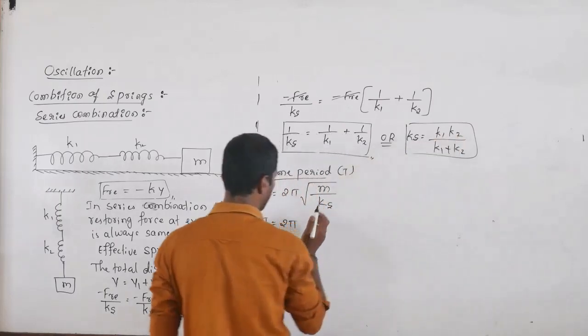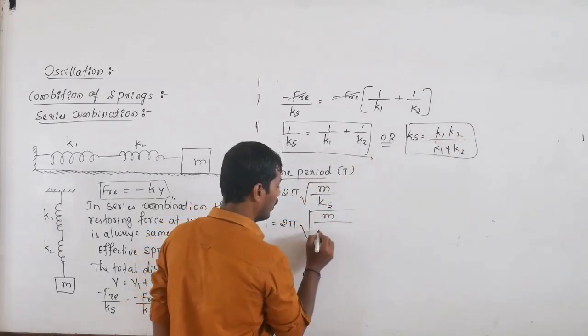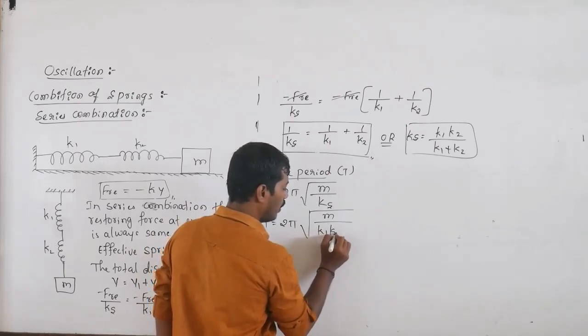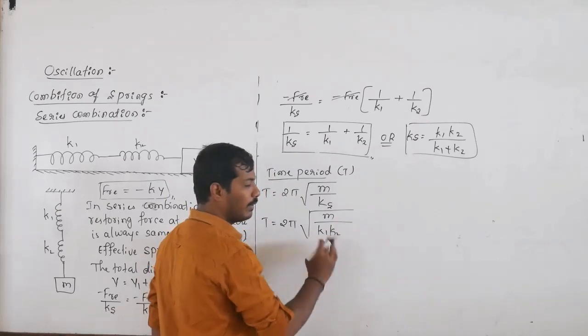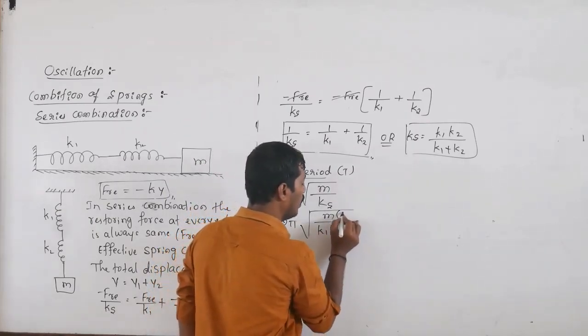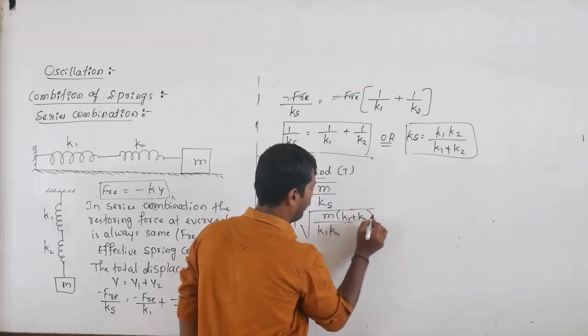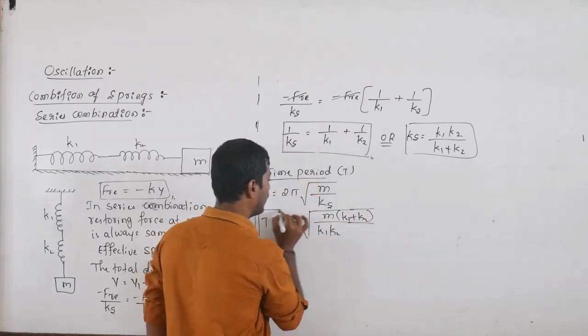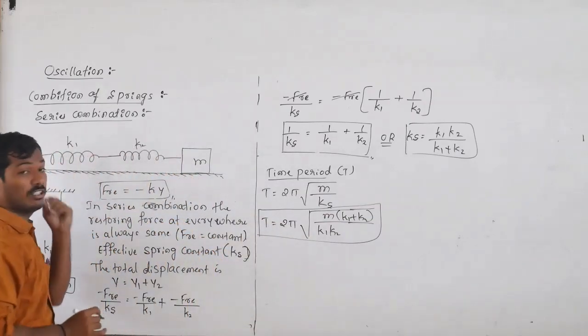Let's substitute this value in the time period: mass divided by K1 K2 over K1 plus K2. The denominator becomes the numerator, that becomes K1 plus K2. This is the time period of the series combination of springs.